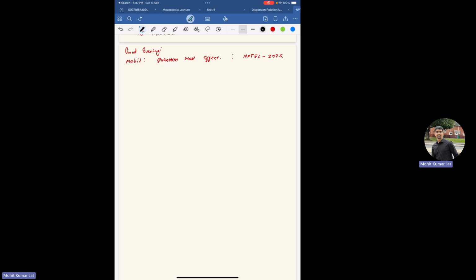This is class 8 of this semester, and the learning objective of today's class is to help you understand the origin and consequence of the band inversion in mercury telluride and cadmium telluride and how it leads to the topological states.